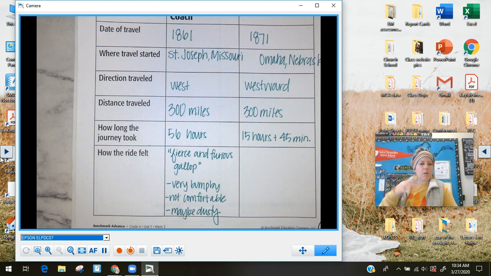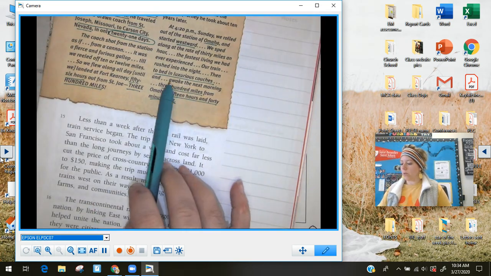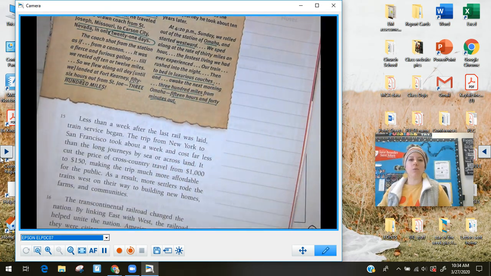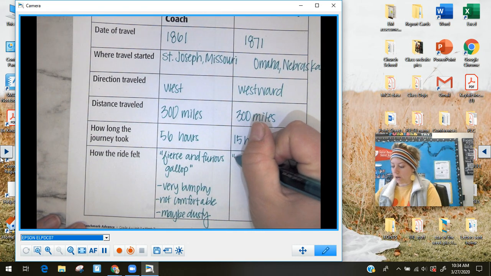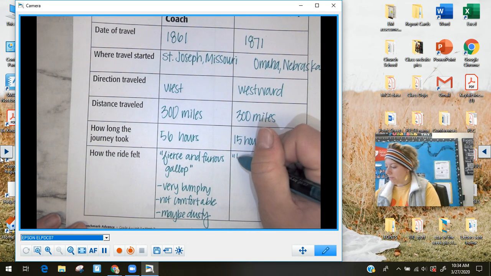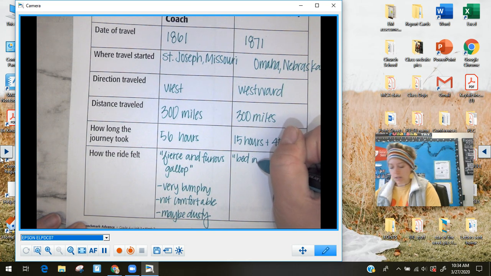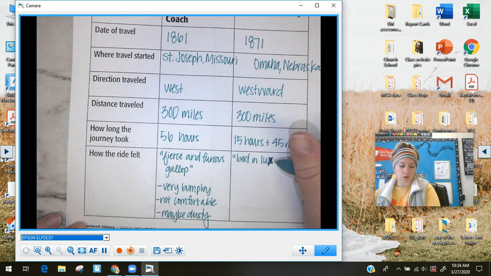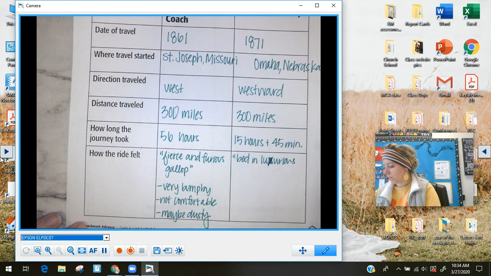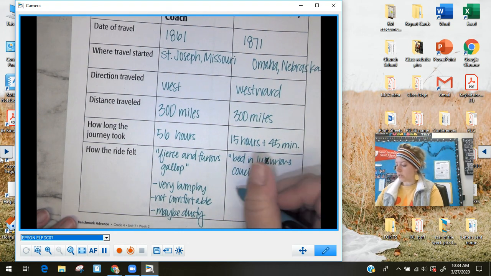But now let's think about the train. What was one of the things that they said that caught my eye right away? They went to bed in luxurious couches. So on the trains, they had like nice beds. So I'm going to take that quote from the book. Bed in luxurious couches. So now think in your own words.